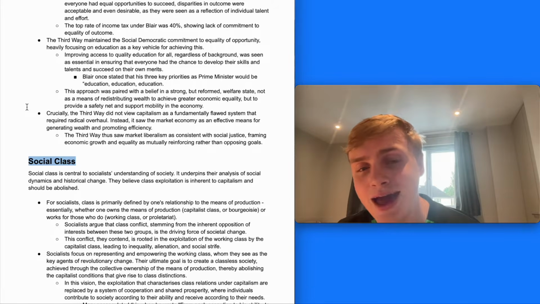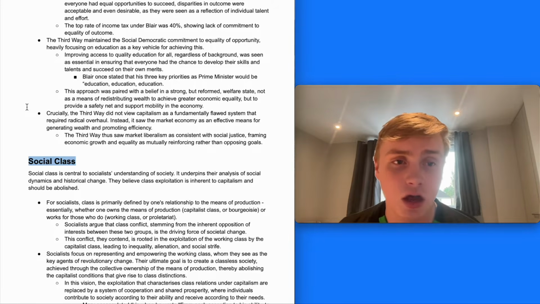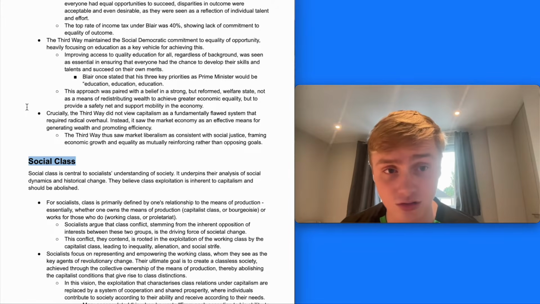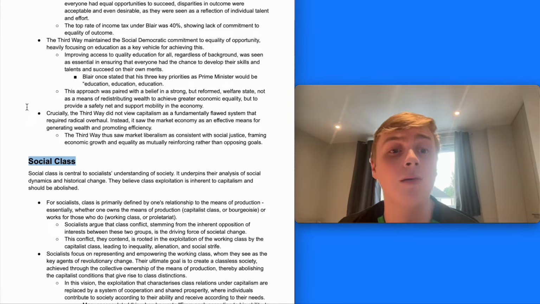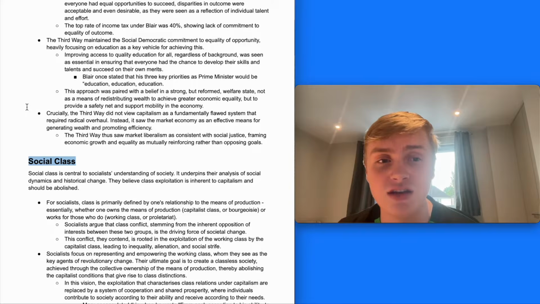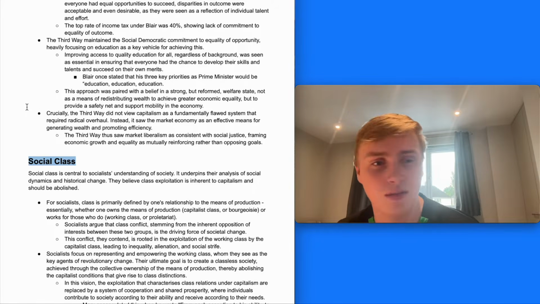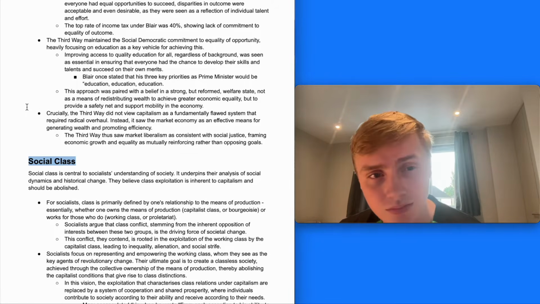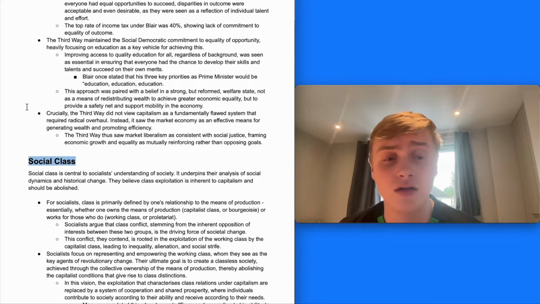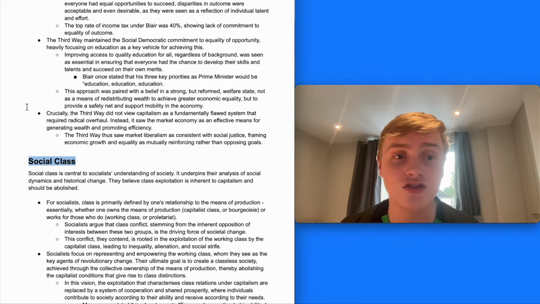And this was paired with a strong but reformed welfare state, not to redistribute wealth like under social democracy, but to provide a safety net and support mobility in the economy so that people could succeed in the economy. And crucially, this was linked into their belief that capitalism isn't a fundamentally flawed economic system that required radical overhaul. Instead, they saw the market economy as an effective means for generating wealth and promoting efficiency in the economy.